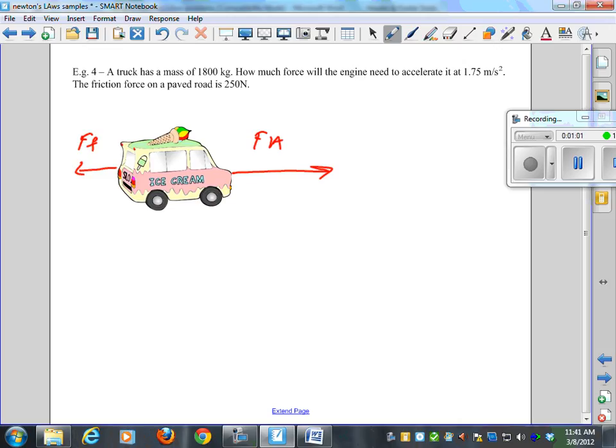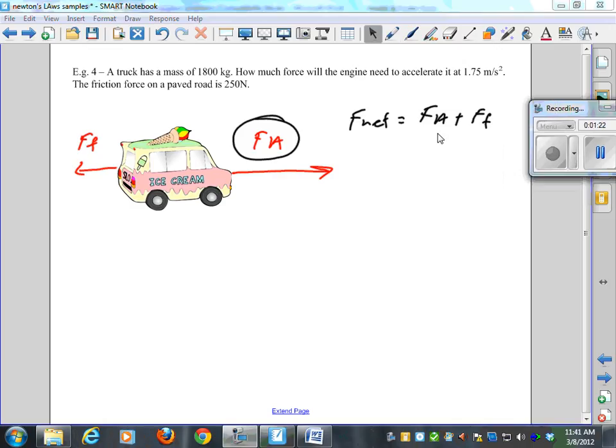So what are we looking for? How much force will the engine need to accelerate? I'm solving for the applied force, right? Which one has applied force in it? Well, F net is equal to FA plus FF. But I know the friction force. I'm solving for the applied force. Do I know the net force? I do not know the net force, right? So what am I going to need to get the net force? Well, I need to find it. F net is equal to MA. So in other words, that's the first formula that I'm going to use, right? That's the one I'm going to start with.